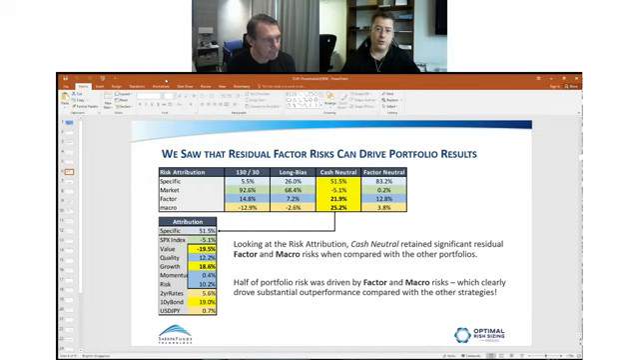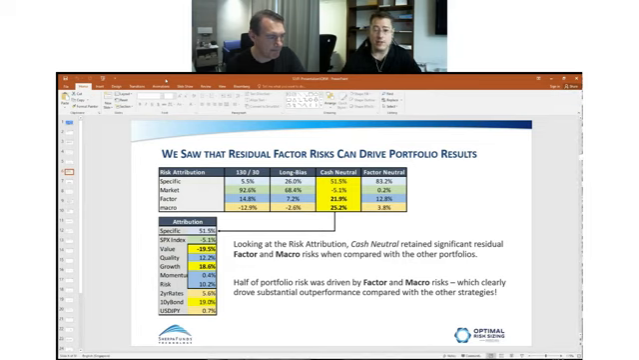Both were market neutral, both had beta removed, both had the same net gross, both had the same alpha. The only real difference was that the factor neutral portfolio was controlling for factor risks and for macro risks, and the cash neutral portfolio was not. And so a large portion of the risk that was driving the performance of that cash neutral portfolio in that example was that factor and macro risk.